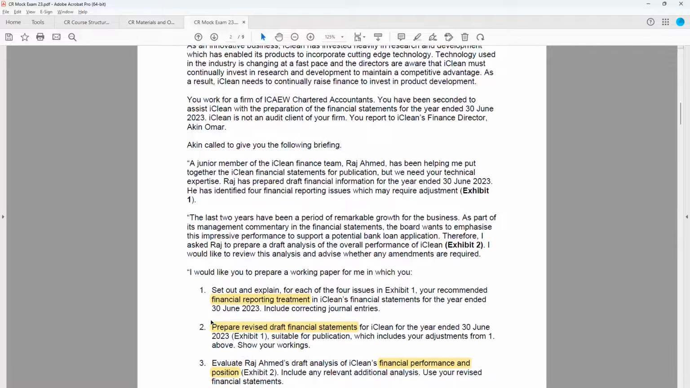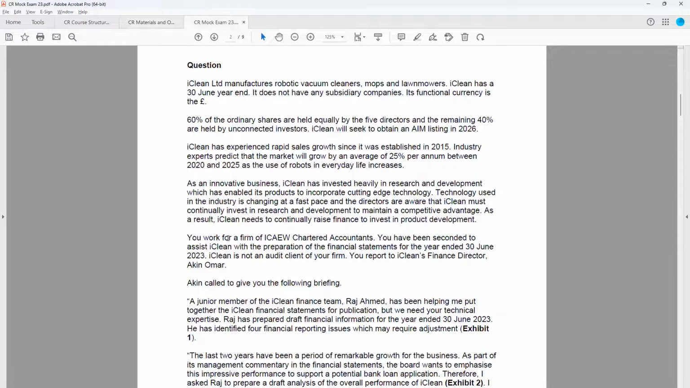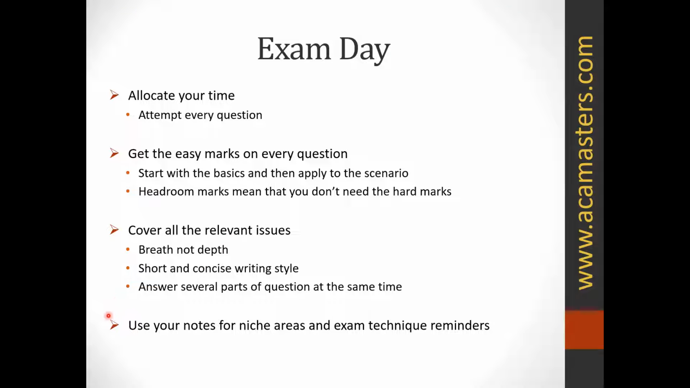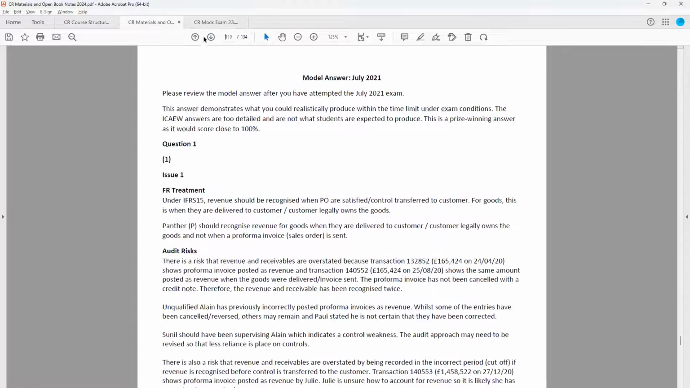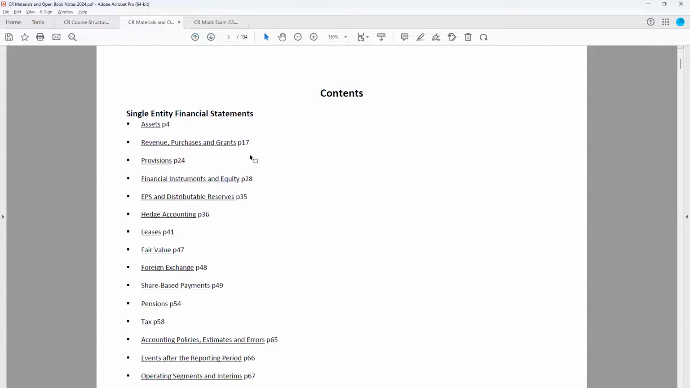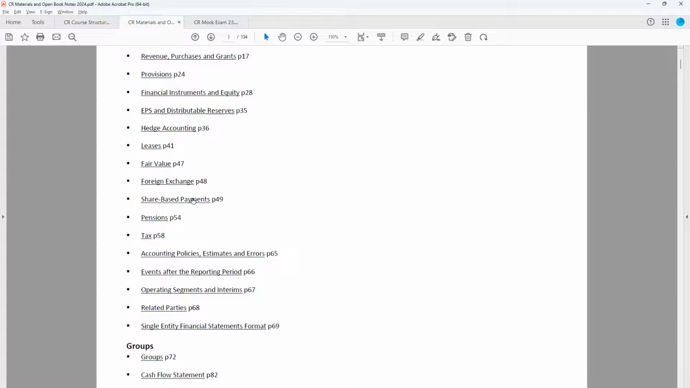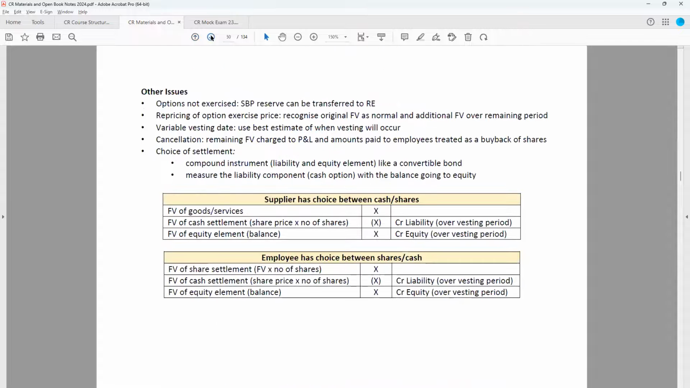The scenarios are long. There's a lot of requirements. You really don't have much time at all. So you need to use your notes sparingly in the exam. Personally, I would use them for niche technical areas and for a reminder of exam techniques for certain types of question. So to give you an example of a few niche areas, and I point these out during the course. For example, share-based payments with a choice of settlement. That is very technical: how to split the amount between the liability and equity.